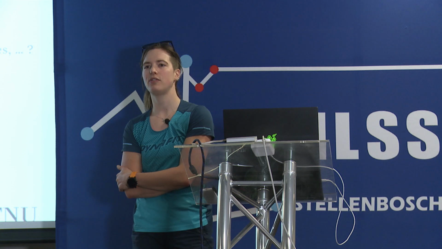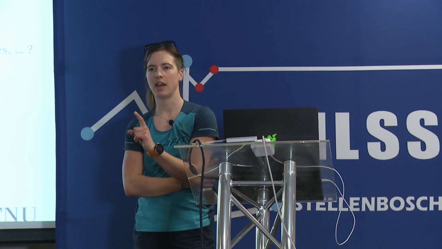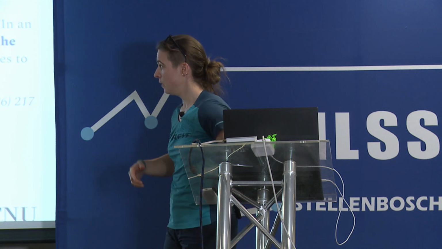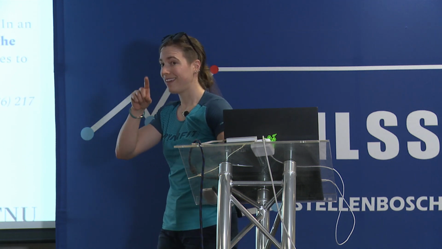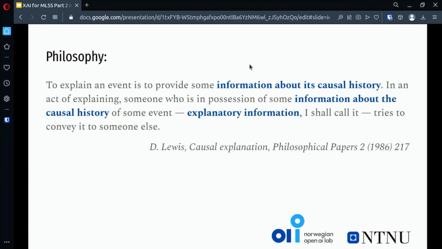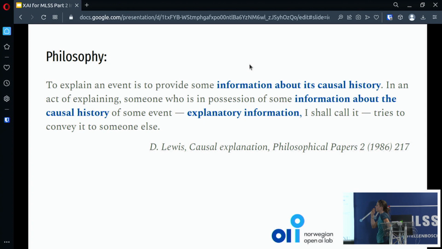To the degree that the different sciences or fields have a good answer to this, the answers are not going to match. For instance, I found a philosophical text by a guy who said in 1986 that this is what an explanation is. When you explain something, what you do is provide some information about an event's causal history. In an act of explaining, someone who is in possession of some information about the causal history of some event, explanatory information I should call it, tries to convey it to somebody else.